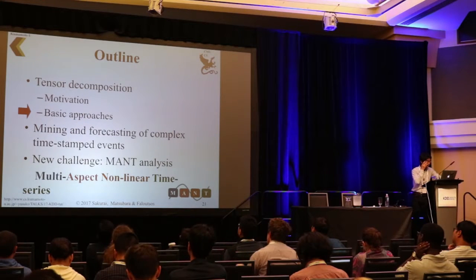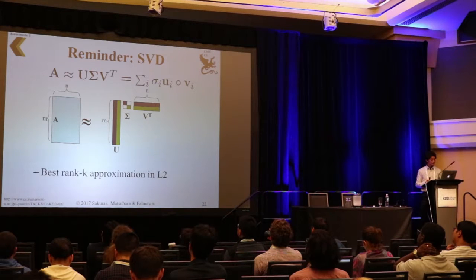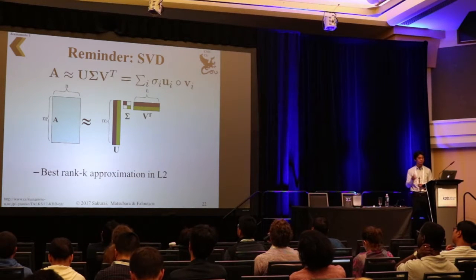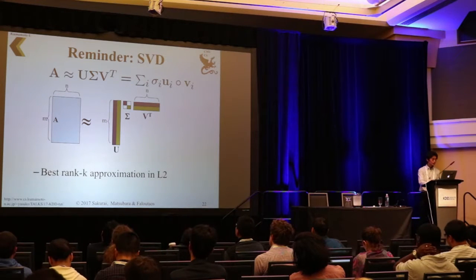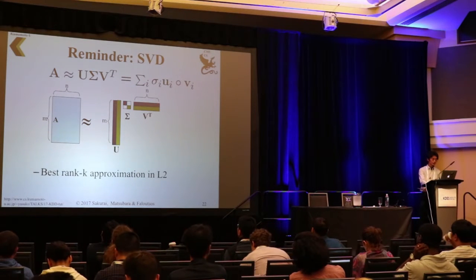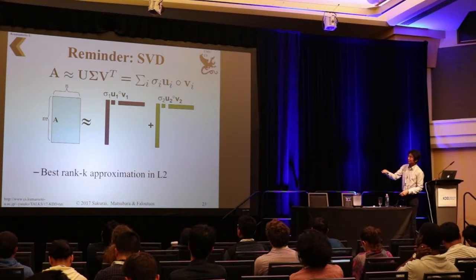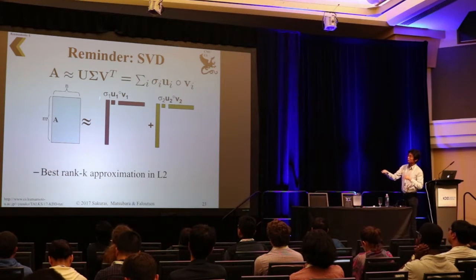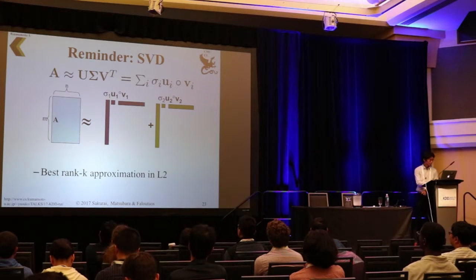Now the basic approaches. SVD, which was presented in part 1, can be described like this: feature number 1, feature number 2, and so on, like topics.